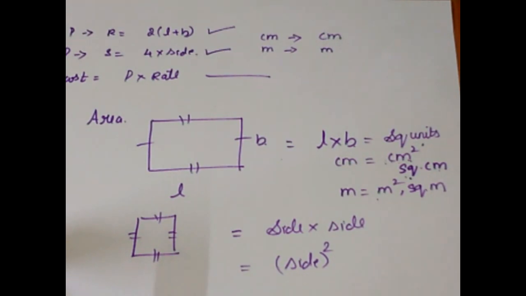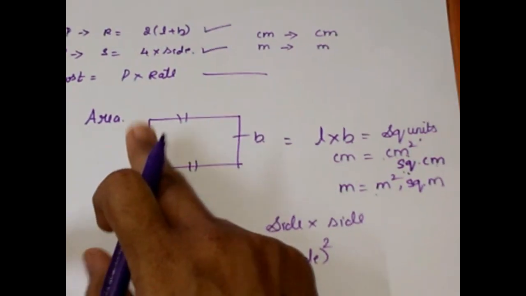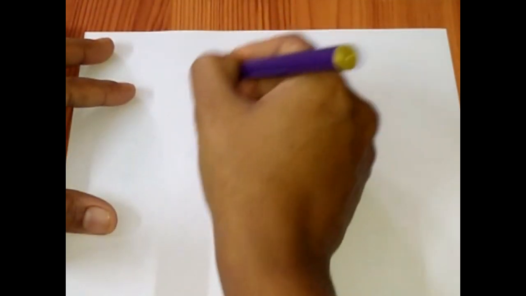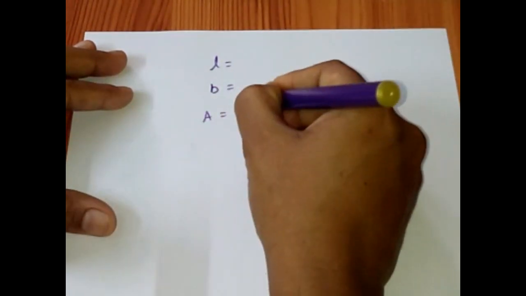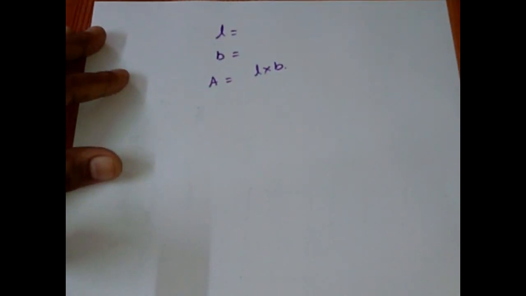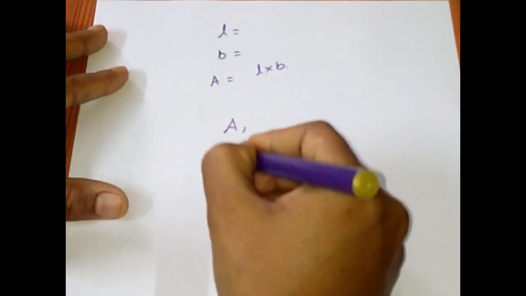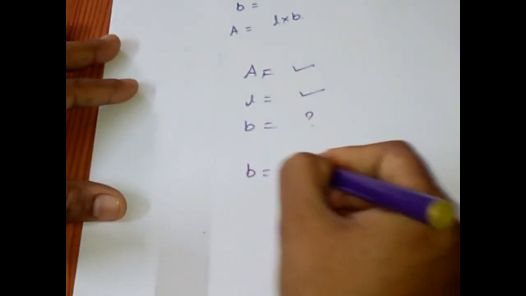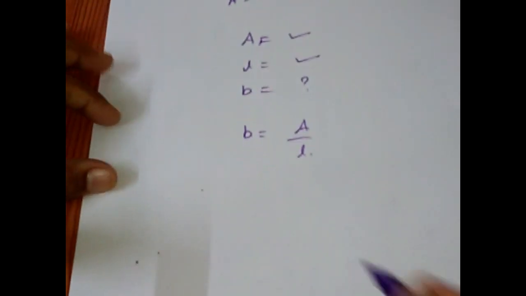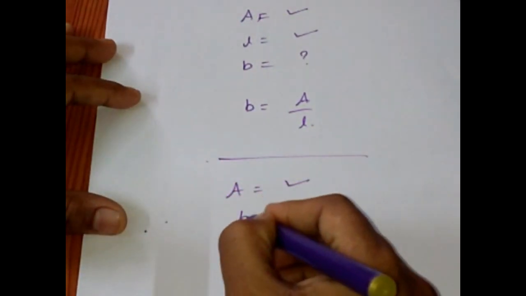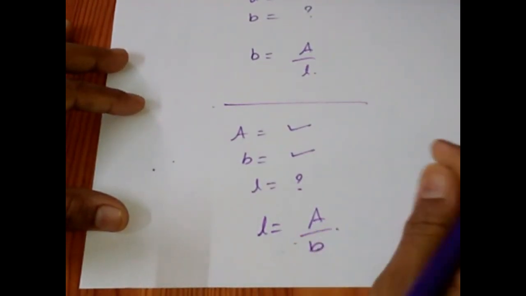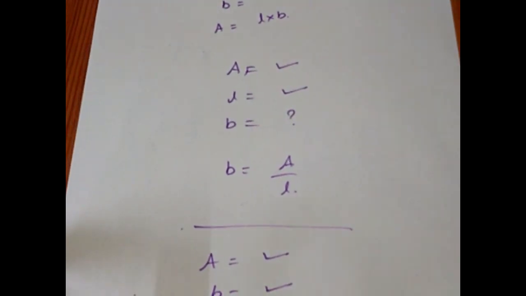So, a very simple topic. We need to remember that the area of a rectangle is length into breadth, and the area of a square is side into side. Next, if the measures of length and breadth are given, to calculate the area we use the formula area as length into breadth. But if area is given and length is given, and you need to calculate breadth, then the formula will be area by length. In a similar way, if area is given and breadth is given, and you need to calculate length, then length is equal to area by breadth. In a similar manner with the square.